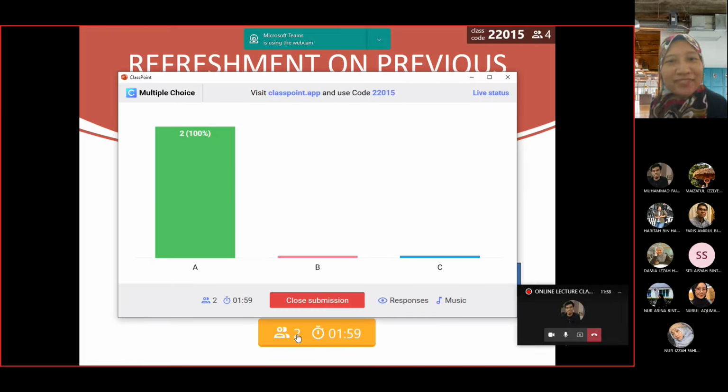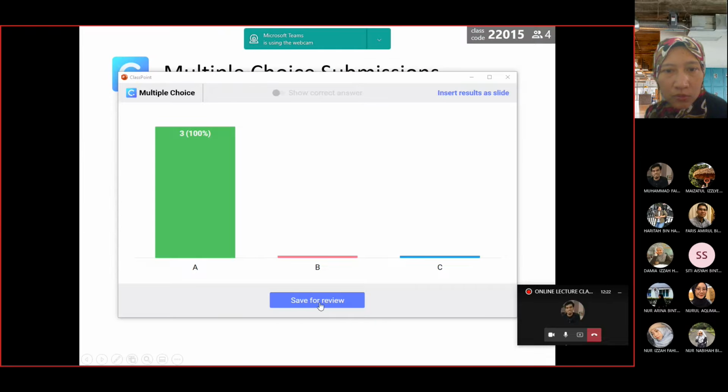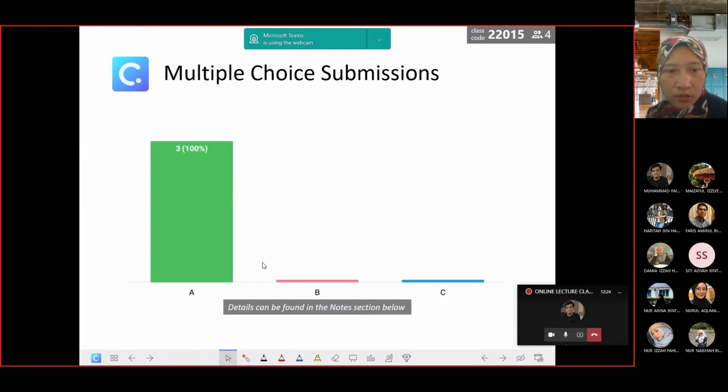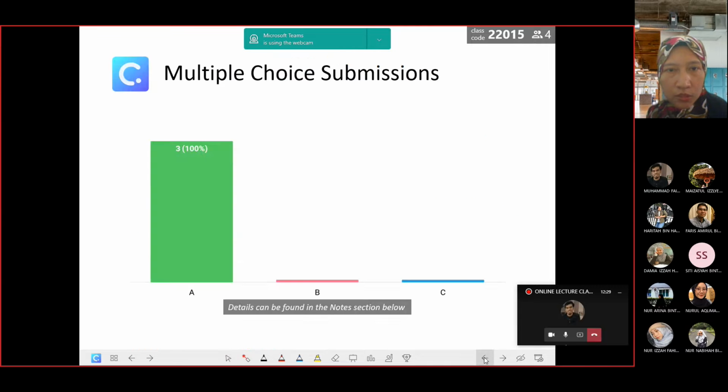Okay, good. So I got answers. Daripada 4 yang join, kita ada jawapan 3 orang untuk jawab A. So just close the submissions. Okay, this one will be a continuous activity, just checking your understanding sebelum kita pergi topik yang seterusnya.